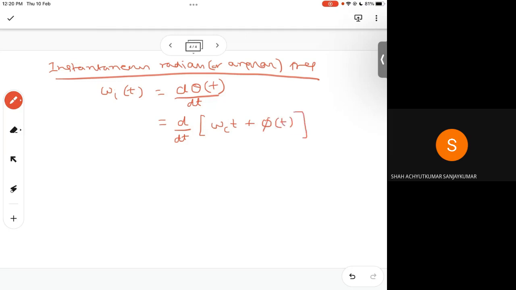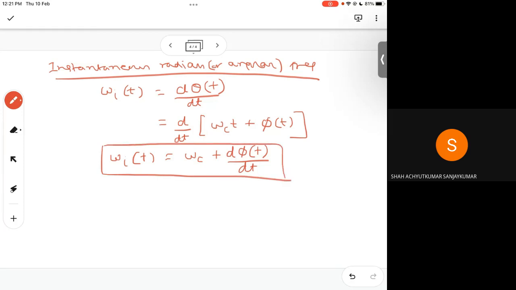That is what we have seen earlier. Theta(t) is represented by omega_c t plus phi(t). So it is given as omega_c plus d phi(t) by dt. That is how I define my instantaneous radian frequency, or the angular frequency.